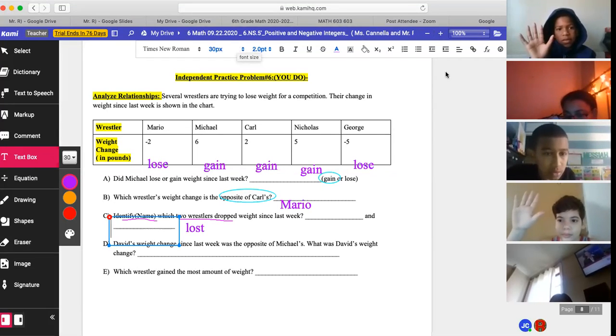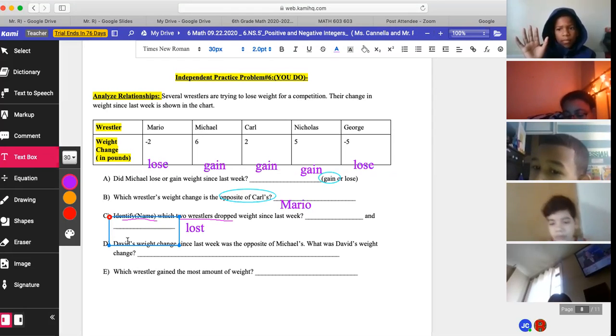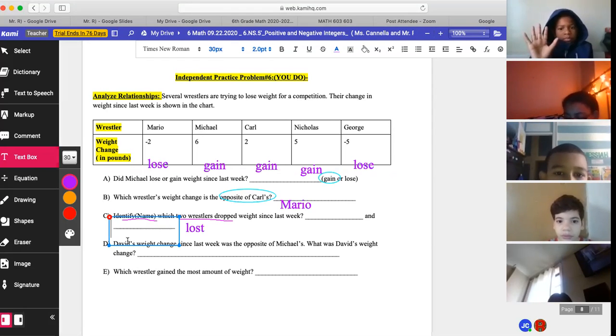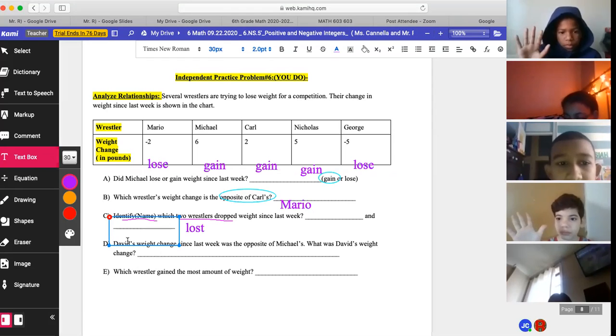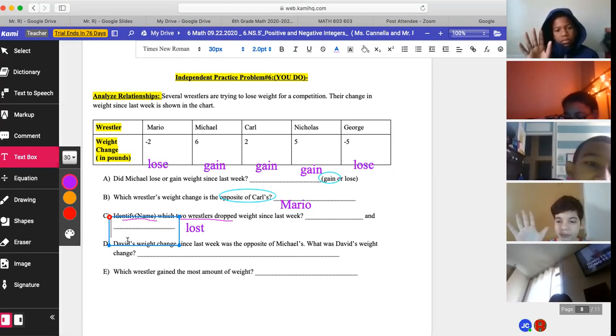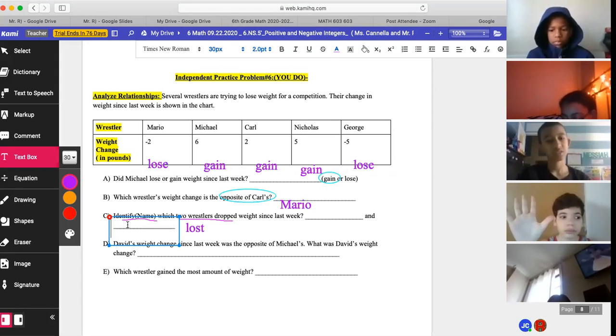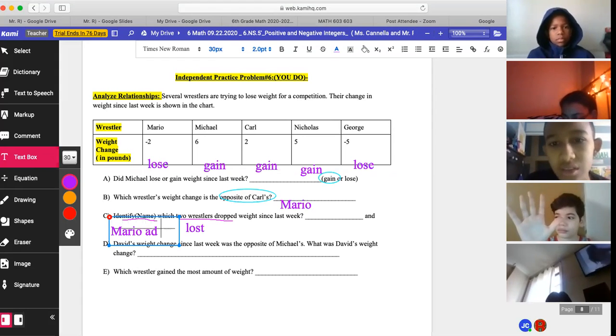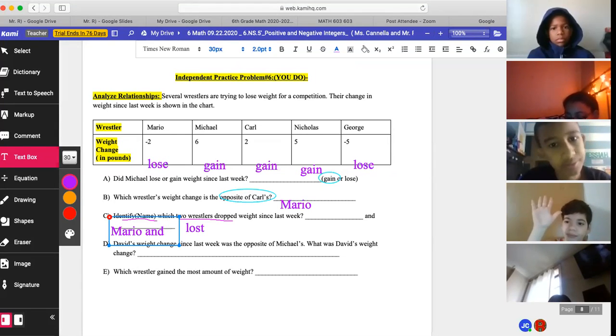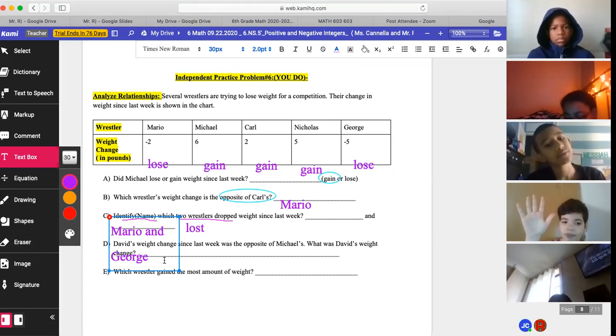He's next. Givelli, identify, name which 2 wrestlers dropped weight since last week. The list is right in front of you. We have Mario, Michael, Carl, Nicholas, and George. Which 2 have lost weight? Mario. And who else? George. George. Jorge. All right.